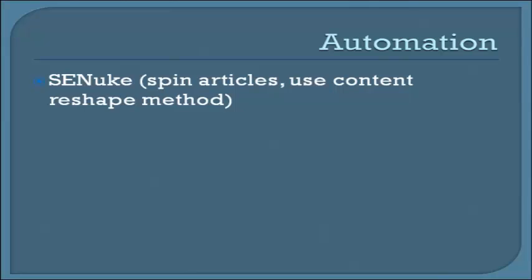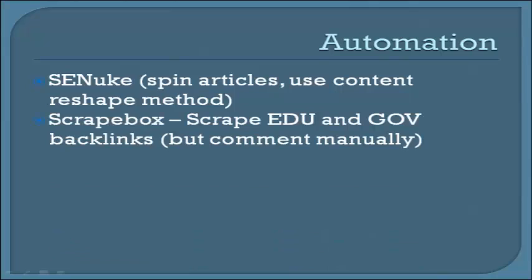So if you spin the articles using SE Nuke, you can actually get tons and tons of backlinks. It's pretty amazing. SE Nuke is a monthly priced product. I believe right now it's $127 a month, or $147 or something around that per month. So it is a little pricey on the upscale end.